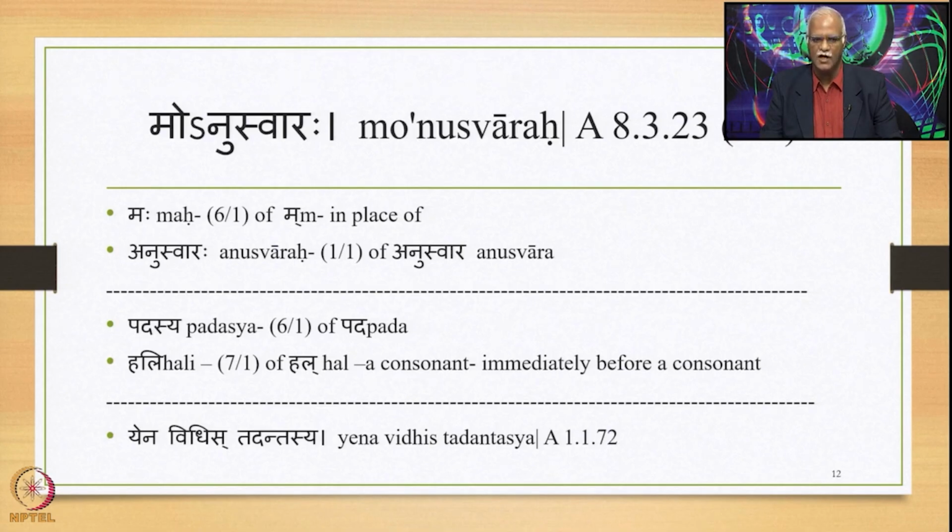There is also a paribhasha, Yena vidhistadantasya, which applies over here, and because Maha and Padasya, both the words are in the same case, that is 6/1, they share the relationship of qualifier and qualified. So Maha is the qualifier and Padasya is the qualified. And then this Maha is interpreted as Tadanta, that is Manta, an element which ends in Ma.